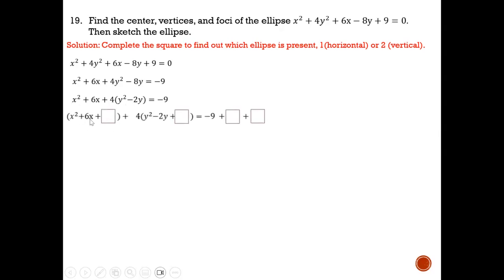Here's where I'm going to complete the square, guys, okay? Because what goes here is half of 6. What's half of 6? 3. What's 3 squared? 9. What you do on the left side, you do to the right side.